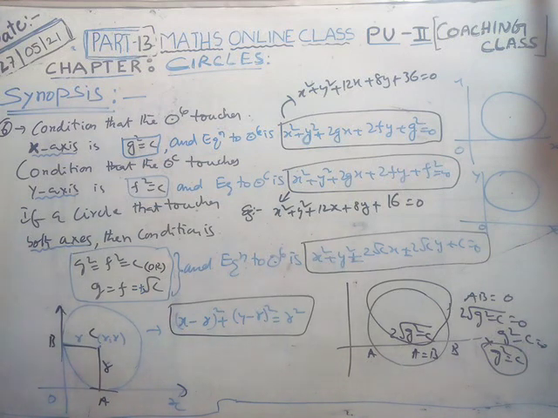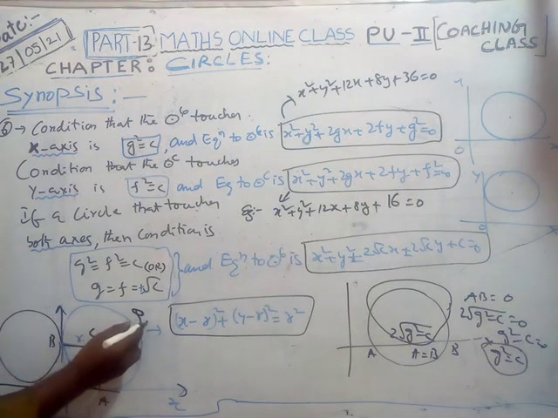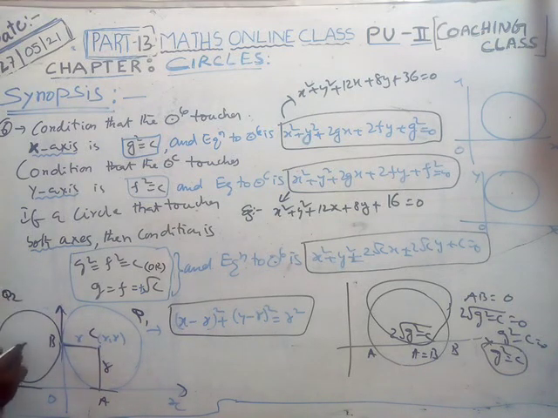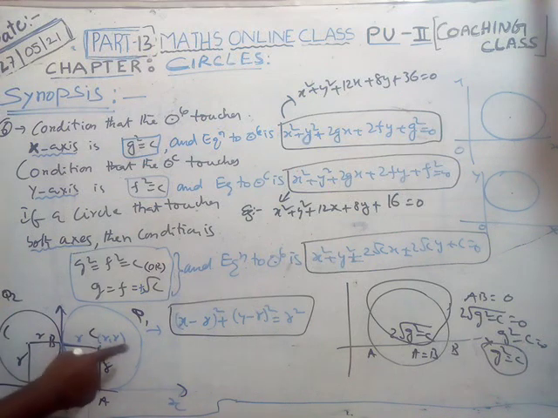But there is somewhat of a concept here also. A circle touches both the x and y axes, it may be in Q1, maybe in Q2. In Q2 the radius is the same, but here it is plus r, and here it is minus r.